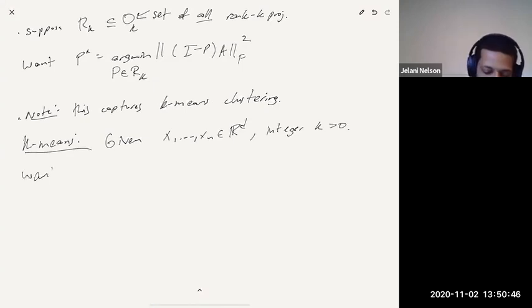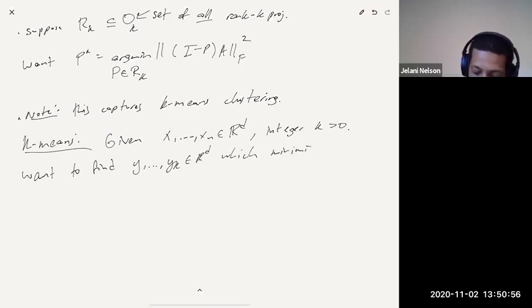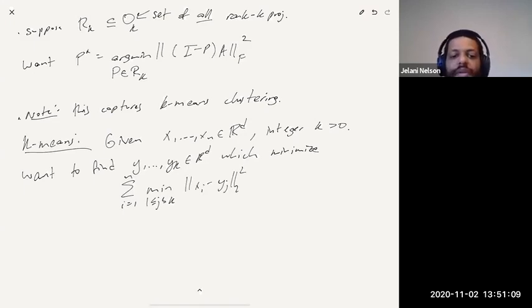And we want to find cluster centers y1 up to yk, which minimize the following expression: the sum i goes from 1 to n, the min over j from 1 to k of the L2 norm of xi minus yj, squared. In other words, for each point, we look at its squared distance to the closest cluster center, and we sum up those things. And what we saw in a previous lecture, I'm not going to reprove it today. If you want, it's in the lecture notes. You can see it there.